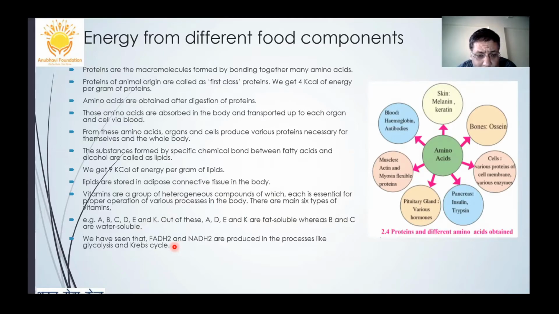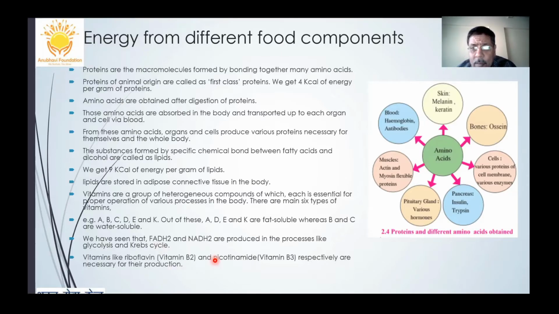So we have seen that FADH2, flavin adenine dinucleotide, and NADH, nicotinamide adenine dinucleotide, are produced in processes like glycolysis and the Krebs cycle. They are used for various purposes. Vitamins like riboflavin, that is vitamin B2, and nicotinamide, that is vitamin B3, respectively, are necessary for the production of FADH2 and NADH. Very, very important. They will ask this question and they also ask the odd man out. Clear? You've understood this much?